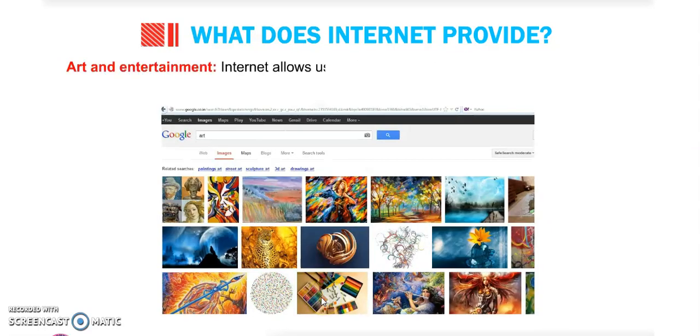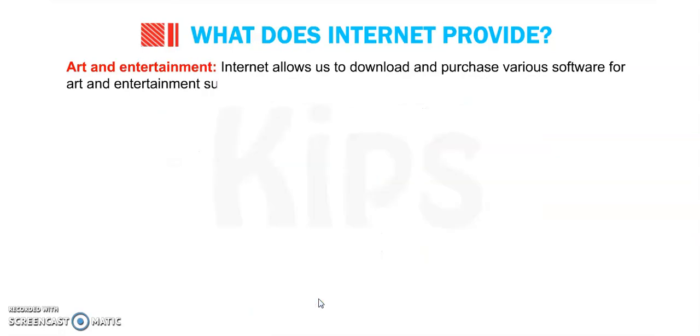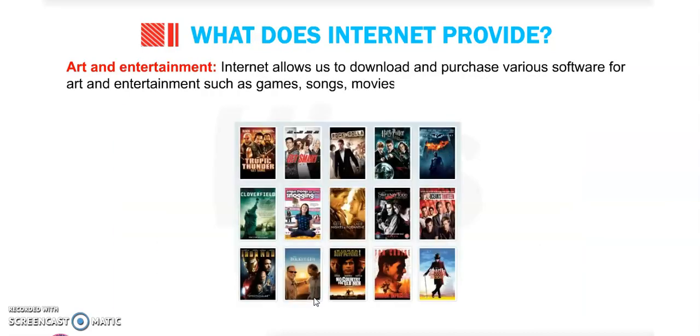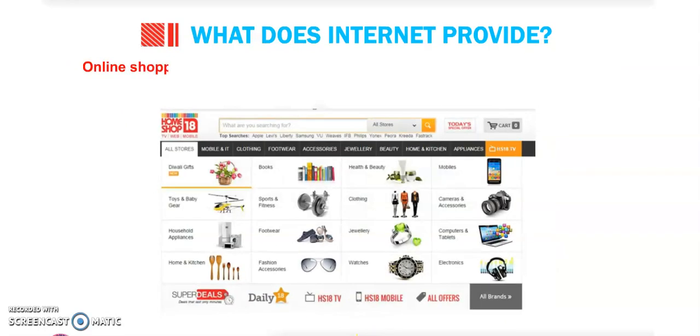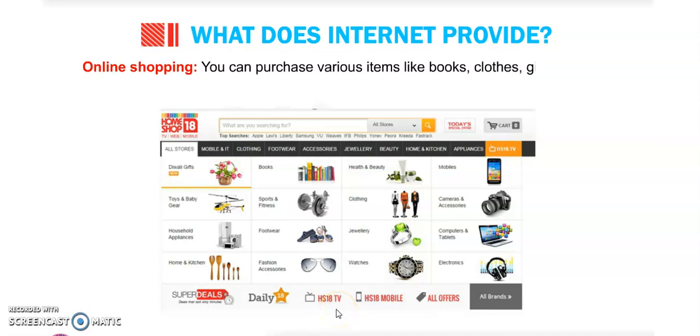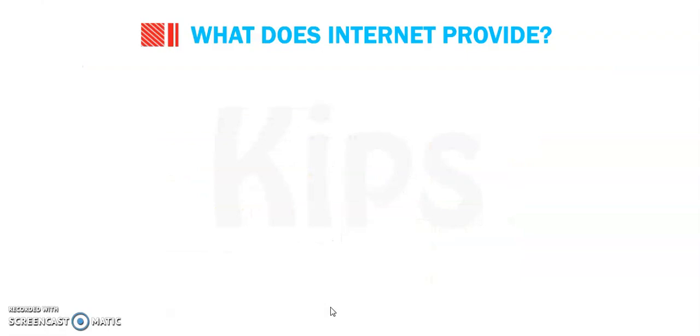Art and entertainment. Internet allows us to download and purchase various software for art and entertainment, such as games, songs, movies, puzzles, jokes, stories, etc. Everything we can see, we can watch on internet, and we can get information on any topic regarding the world. And online shopping also. You can purchase various items like books, clothes, gift items, etc. from different e-shops around the world, without actually going there.